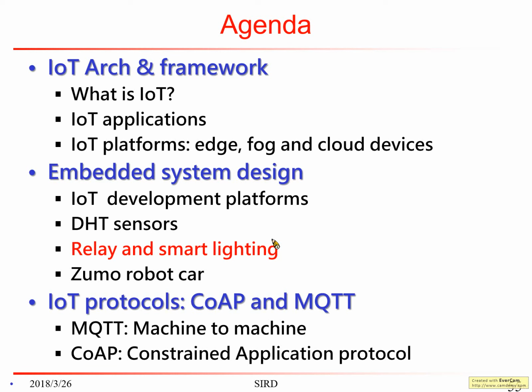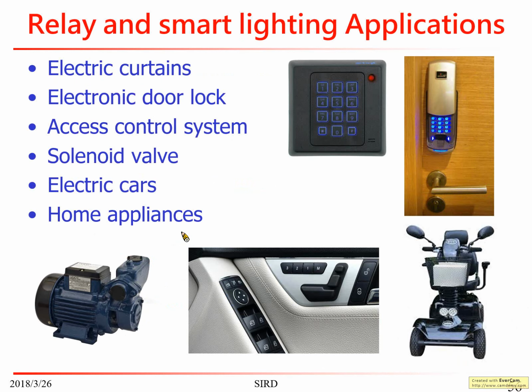Last time we talked about two embedded system designs. One is measuring the temperature and humidity. And we also said hello to our IoT development board, like a blinking LED, and we can make it fast or make it slower. So today we are going to talk about relays.